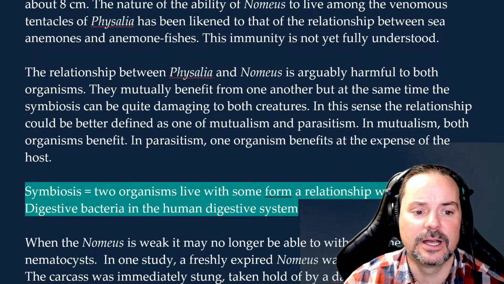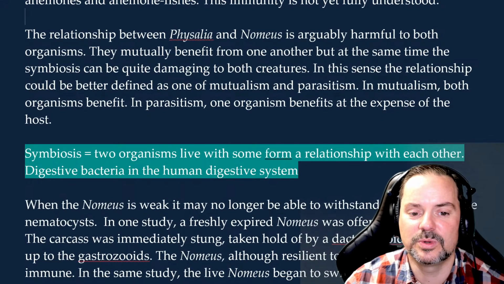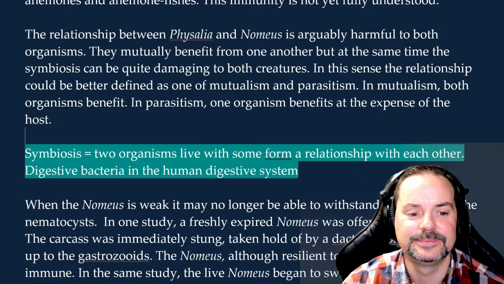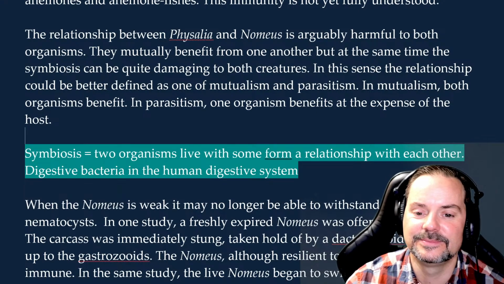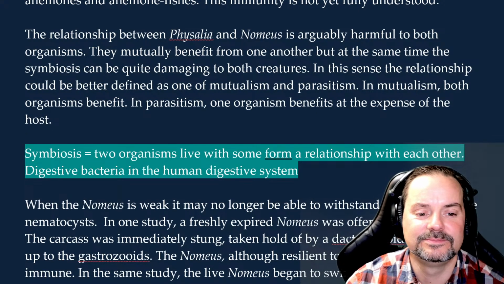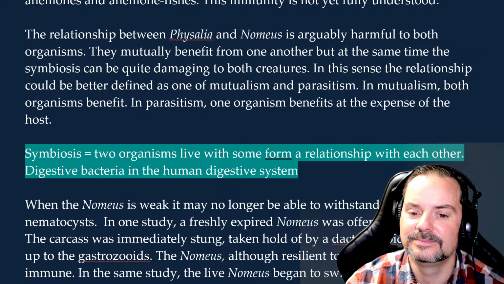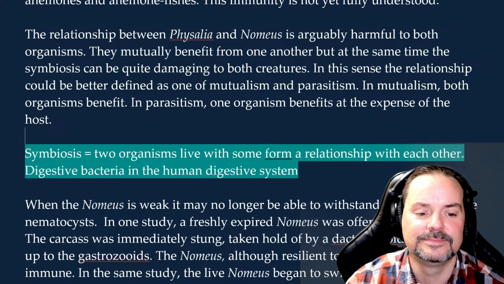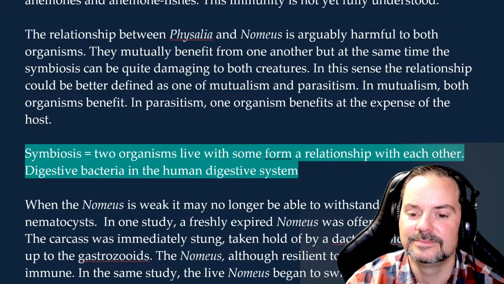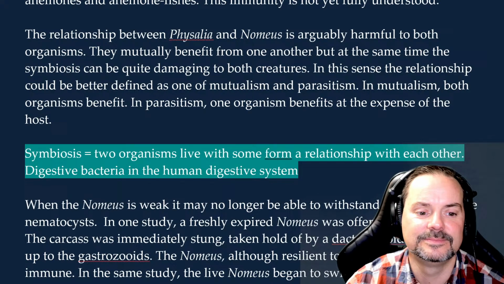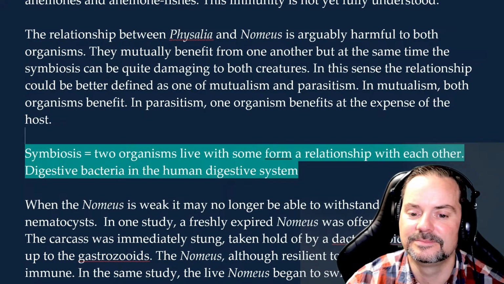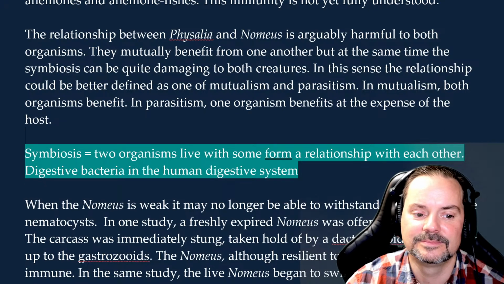The relationship between physalia and nominus is arguably harmful to both organisms. They mutually benefit from one another, but at the same time, the symbiosis can be quite damaging to both creatures. In this sense, the relationship could be better defined as one of mutualism and parasitism. In mutualism, both organisms benefit. In parasitism, one organism benefits at the expense of the host.